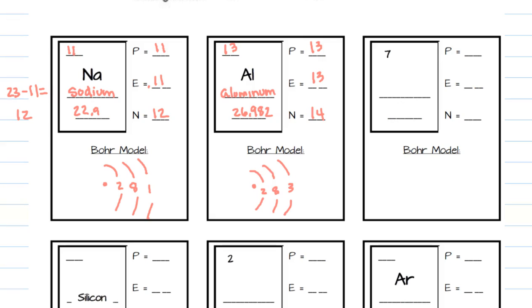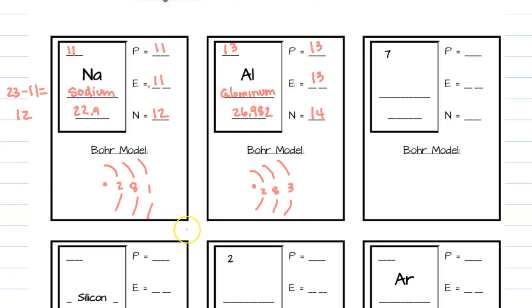Now, try to draw the Bohr model, stop the video, and then come back and check your answer. A neutral atom of aluminum has 13 electrons. That would put 2 electrons in the first energy level, 8 in the second energy level, and that would leave us with 3 in the last energy level.